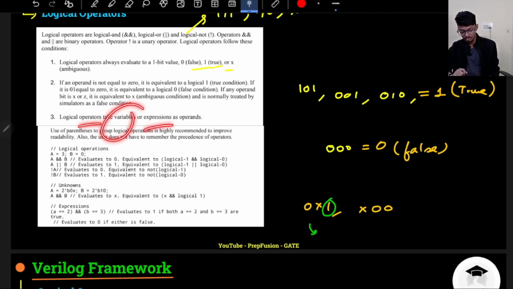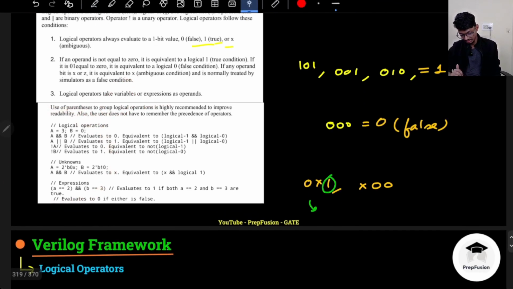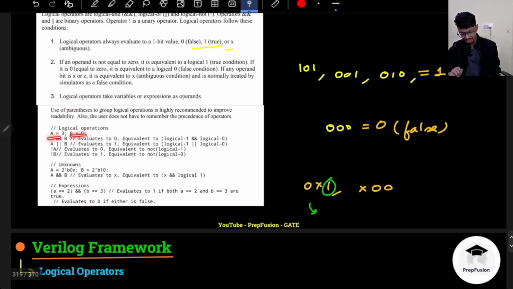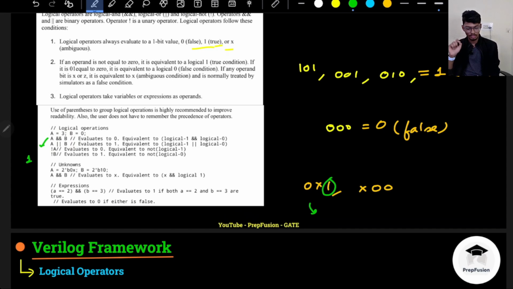Logical operators take variables or expressions as operands. Okay, we'll see the examples, then you will understand. So this first one is, a is 3, b is 0, right? If I perform a && b, this means this is performing logical AND. While I perform the logical AND, I see a is 3, so it is non-zero, that means a will be treated as 1 or true condition, and b is 0, that means b will be treated as false condition. So it will be equivalent to logical 1 AND logical 0, which is 0 itself. Logical 1 AND logical 0 is 0. Then if I perform logical OR, it will be logical 1 OR logical 0, which will be 1.